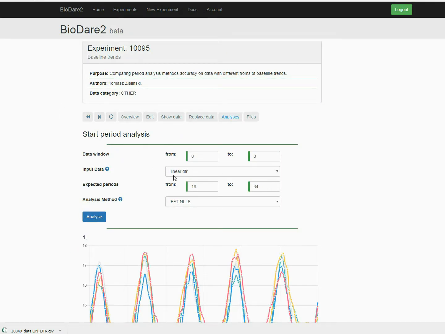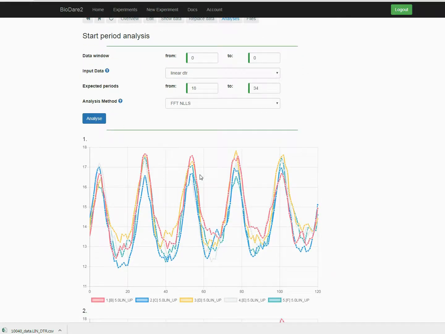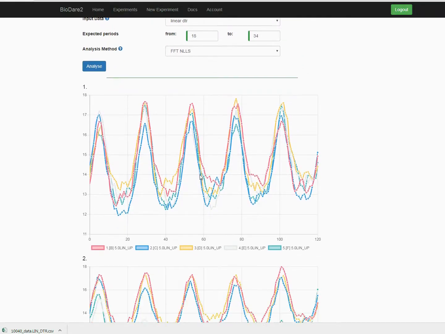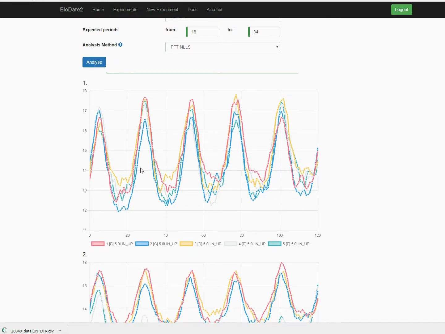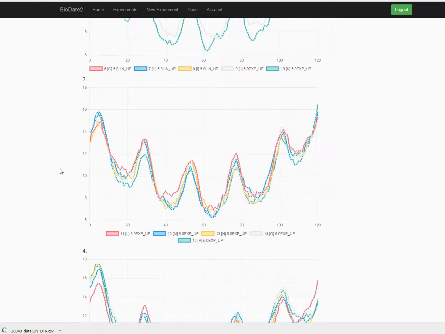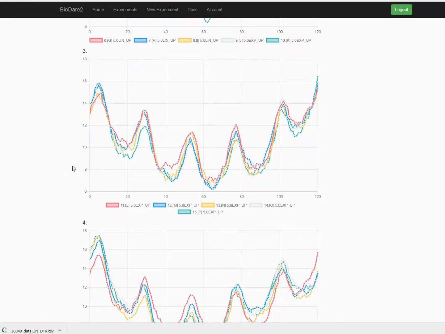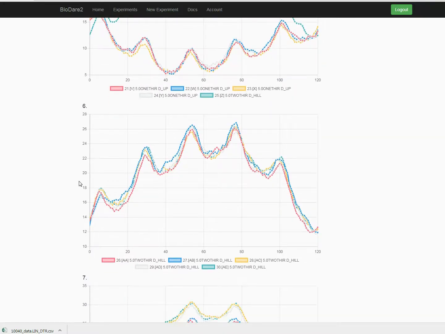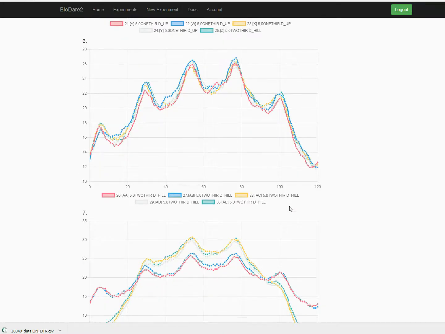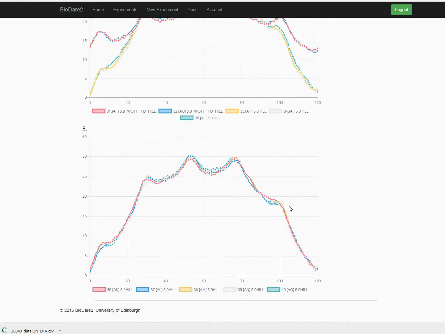Linear detrending is the default option for the analysis. Let's check its effect on the data. Obviously, the linear trend was removed. Exponential trend was transformed into this symmetrical arc. And similarly, other trends were transformed into arcs or remained unchanged like the hill shape.